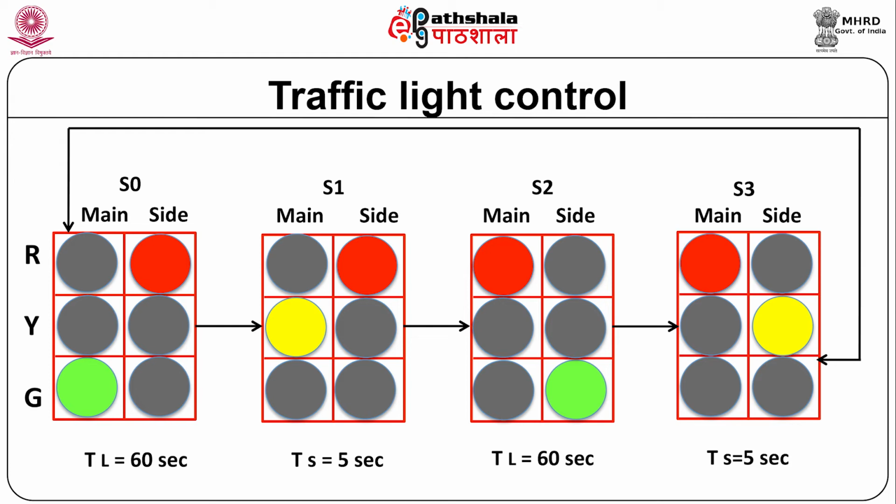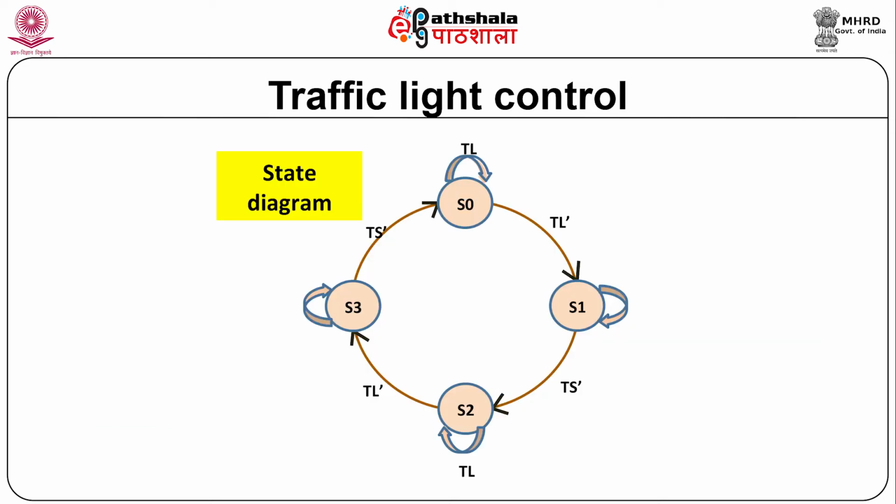In the third state, the main road light is red and the side road lights are green for 60 seconds. In the last state, that is the fourth state, the main road light is red and the side road lights are yellow for 5 seconds. The process is repeated again and again to generate the proper traffic light control. As there is a requirement of 4 steps in the traffic light sequence, the state machine can be implemented by using 4 separate states, namely S0, S1, S2 and S3.